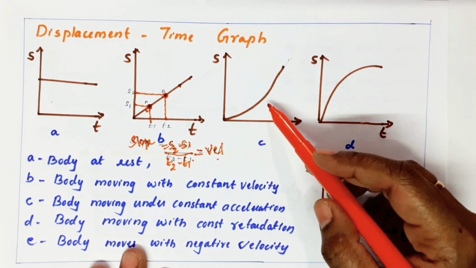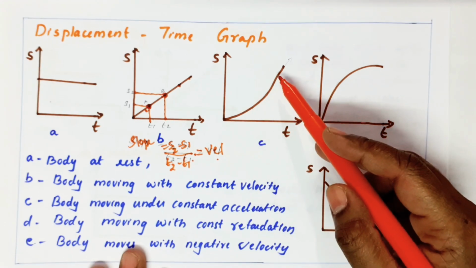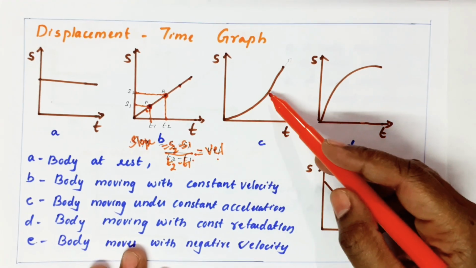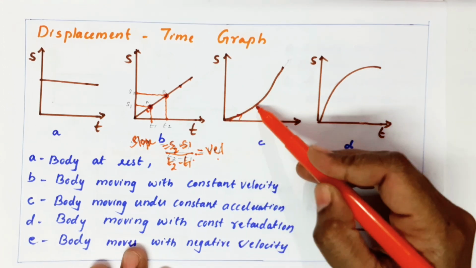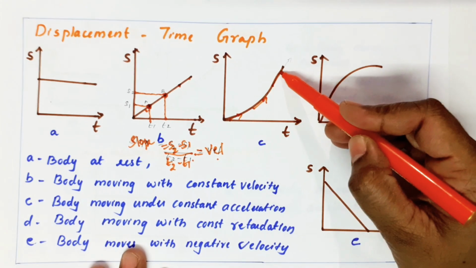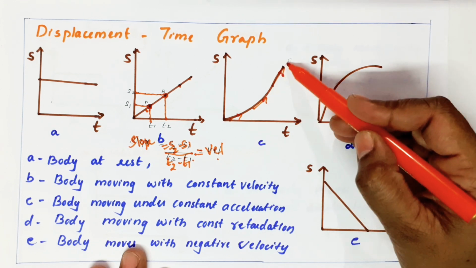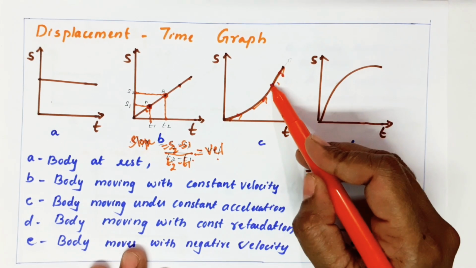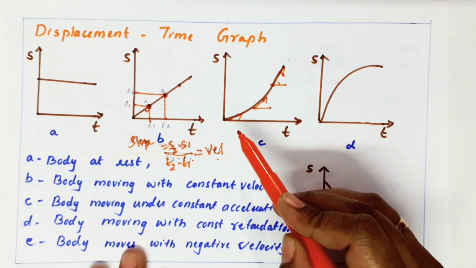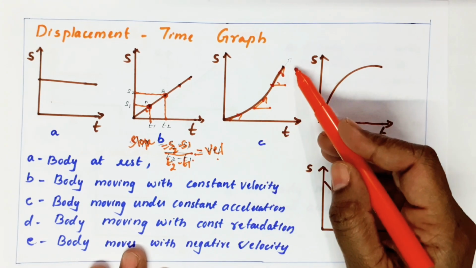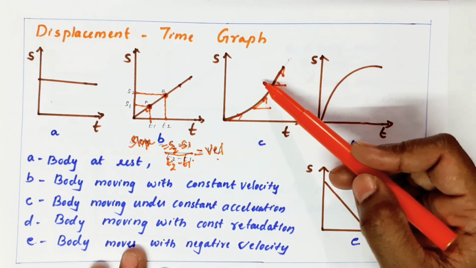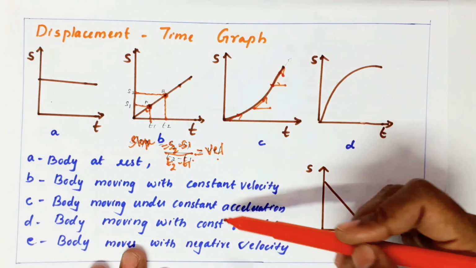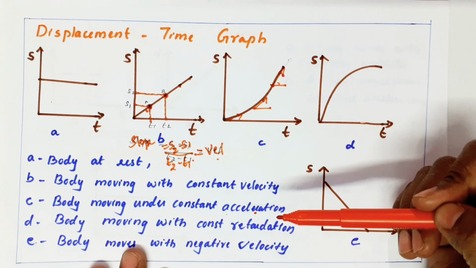But see this graph. In this graph, if you draw the slope, the slope is getting increased. If you draw a slope at this point like this, if you draw a slope here, the slope is getting increased. Slope means you have to take it like this and see. So the angle is getting increased. As the angle is getting increased, I can tell that this is the case for a body moving under constant acceleration.